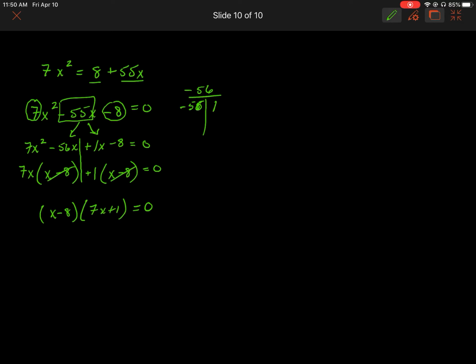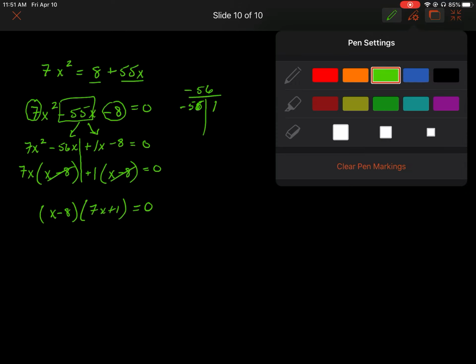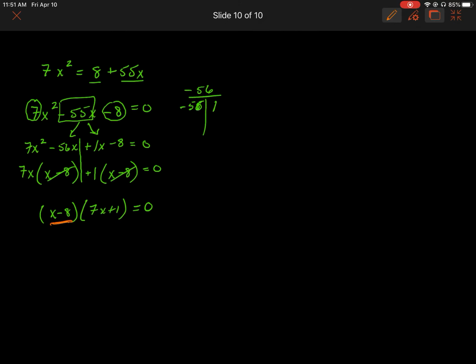So now I'm going to use my zero product property and, sorry, not factor out, set these equal to 0. So this is going to be x equals 8. And then this 7x plus 1 is the one that gets a little weird because it's a two-step equation. So minus 1 divided by 7 is negative 1/7. So my two solutions for this one would be 8 and negative 1/7. Okay? So that's one thing you're going to come across.